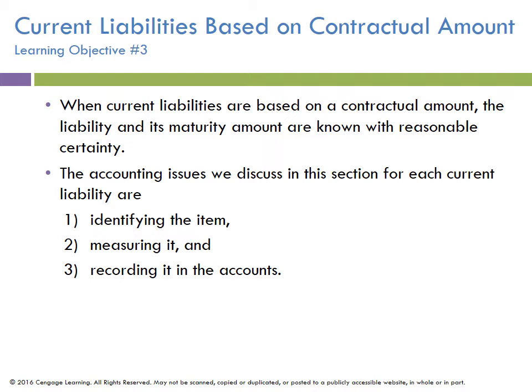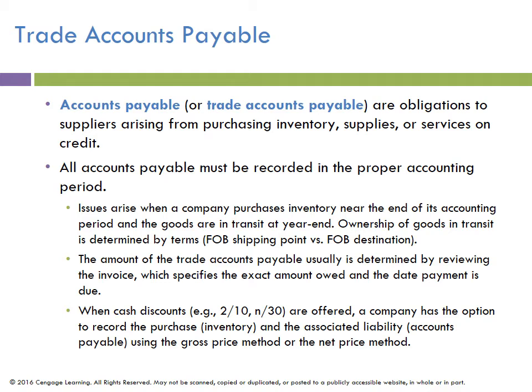When current liabilities are based on a contractual amount, the liability and its maturity amount are known with reasonable certainty. The accounting issues we discuss in this section for each current liability are first identifying the item, measuring it, and recording it. So let's take a look. Trade accounts payable are a common contractual liability. Accounts payable are obligations to suppliers, we know that, arising from purchasing inventory, supplies, or services on account on credit.